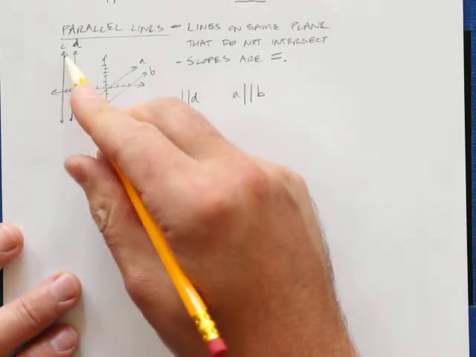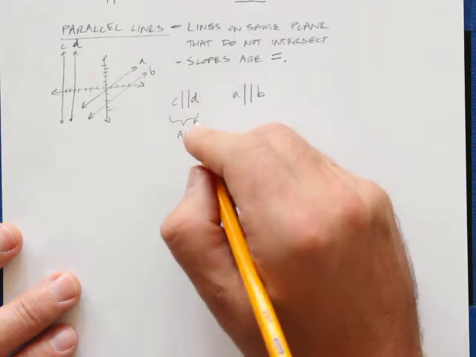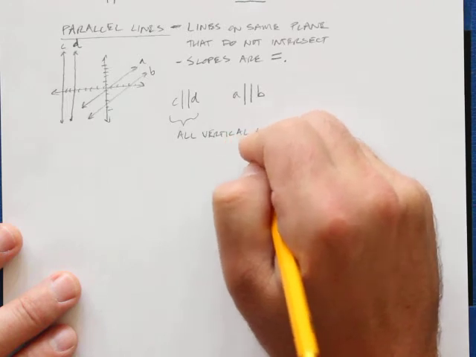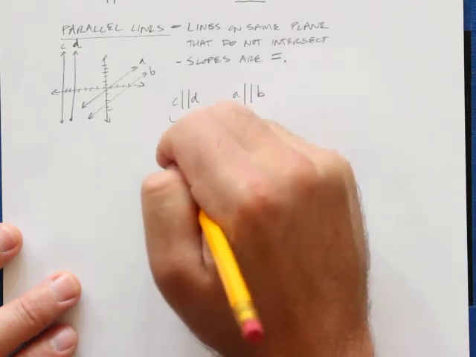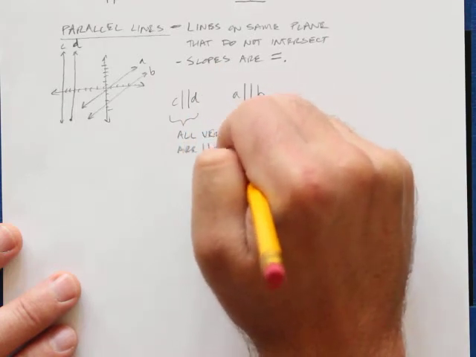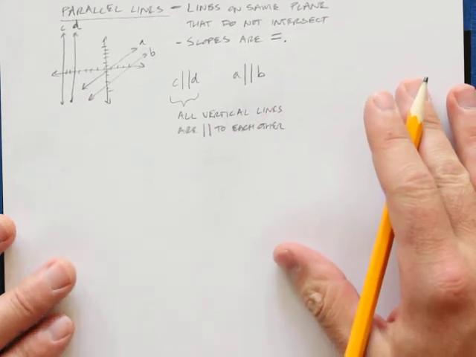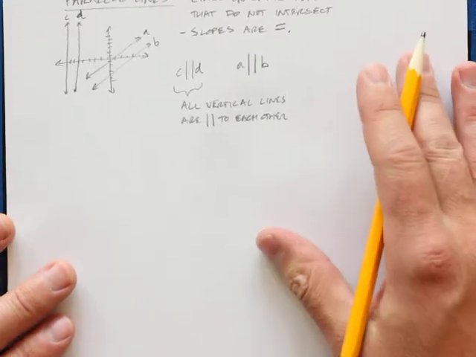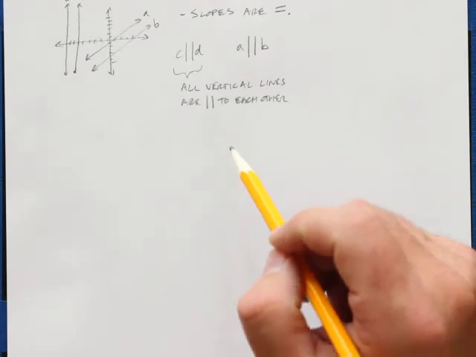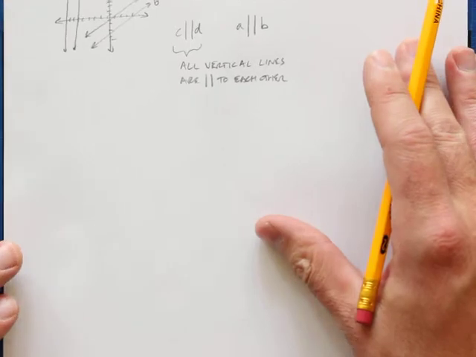Notice how C and D, these are vertical lines. So all vertical lines are parallel to one another, just like all horizontal lines are parallel to each other. They have the same slope. Vertical lines, though, we say have no slope, and so we treat them a little bit special.